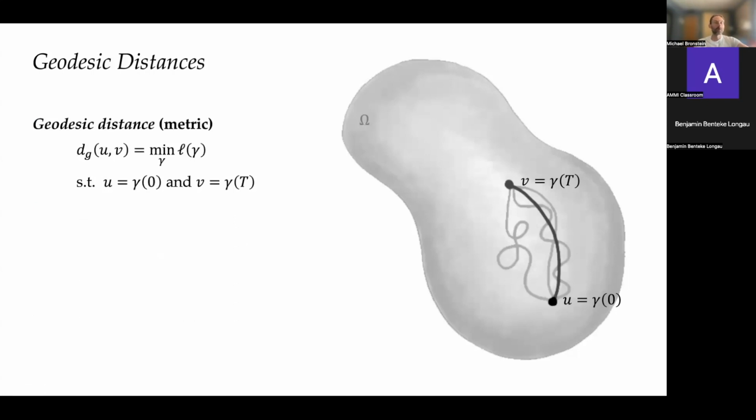Now, given this, we can also define a geodesic distance. I simply say that the way of measuring the distance between 2 points is to build a geodesic between them and measure its length.